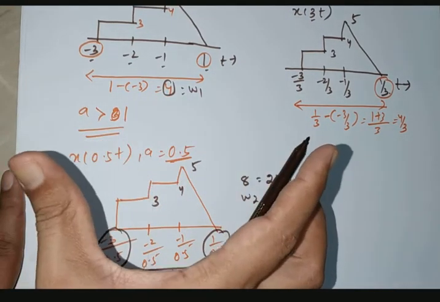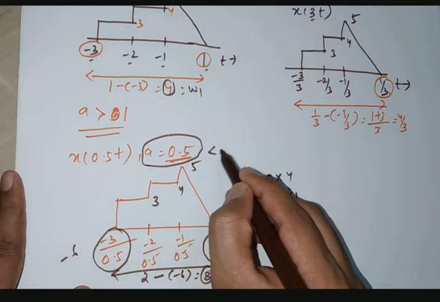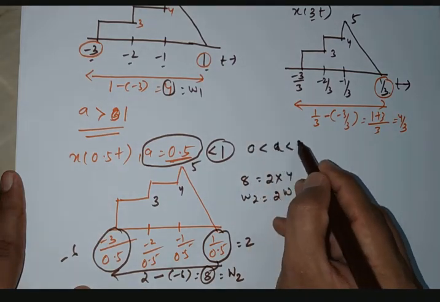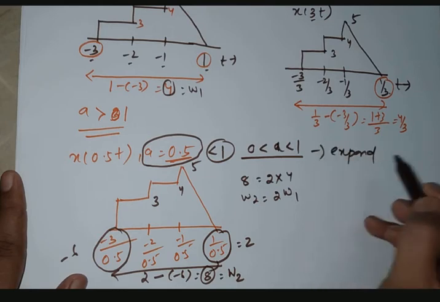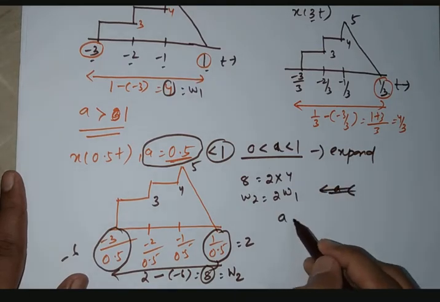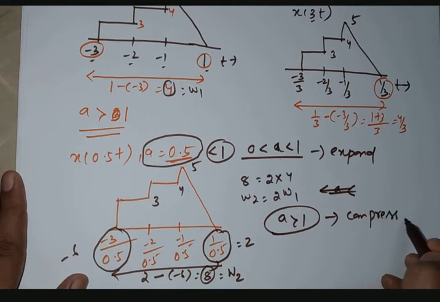Double means the signal will expand. So when the scaling parameter is less than 1, or more specifically lies between 0 and 1, the signal expands. And when a is greater than 1, then it compresses. Clear? So this is a time scaling problem.